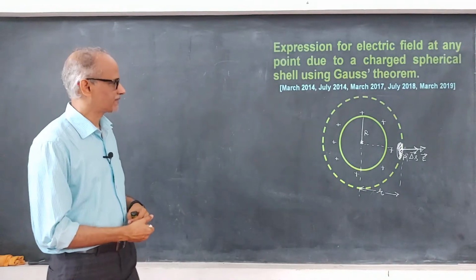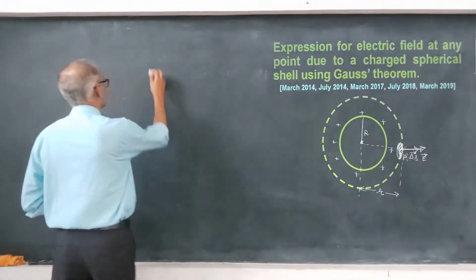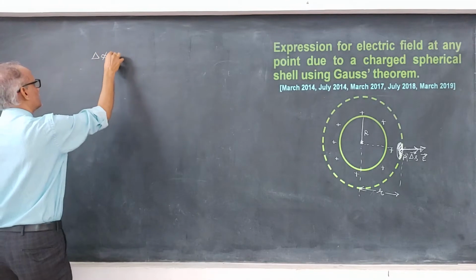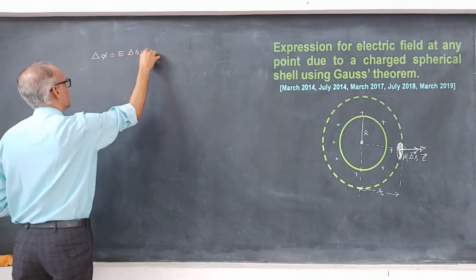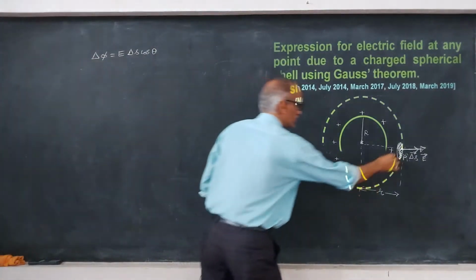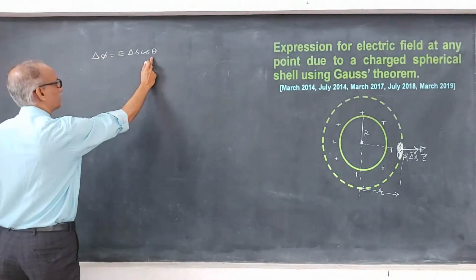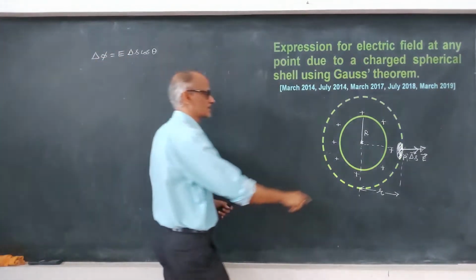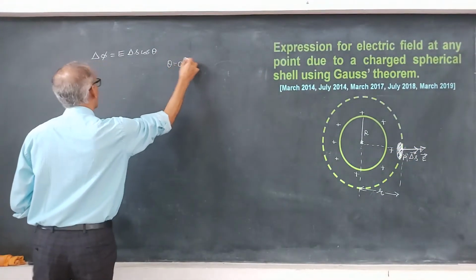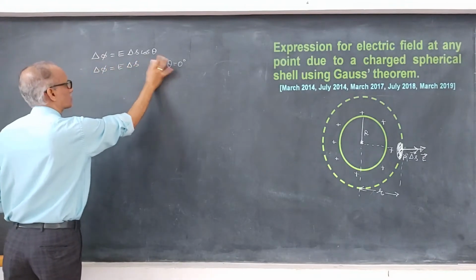Now let us find the flux through that small surface. The flux through that small surface is given by delta phi is equal to E delta S cos theta. What is theta? Theta is 0 because both vectors are along the same direction. Since theta is 0, the flux is given by E delta S, as cos 0 is 1.